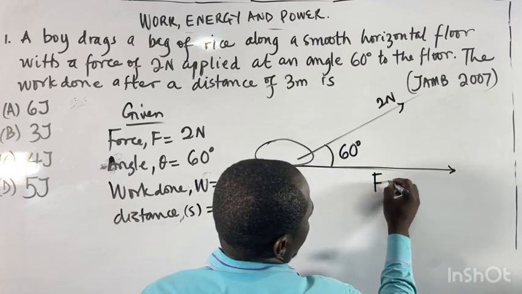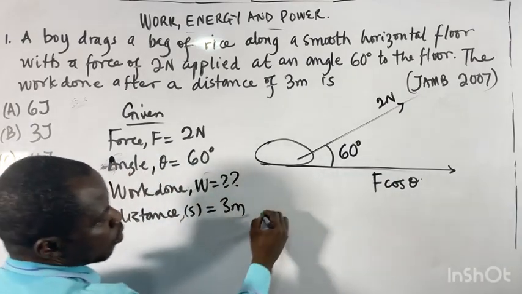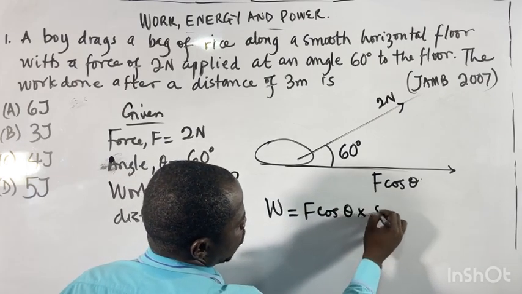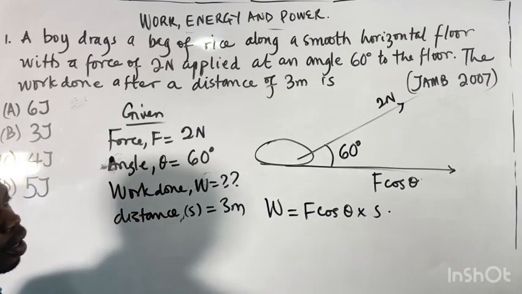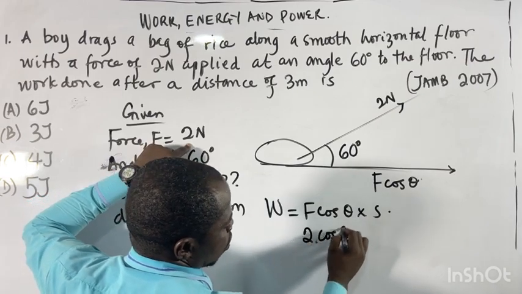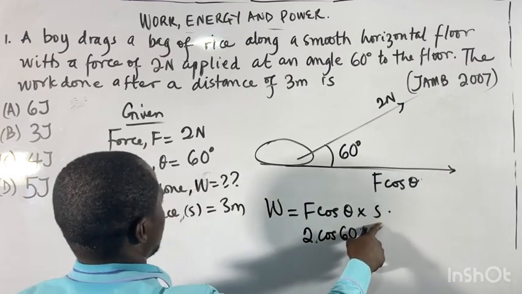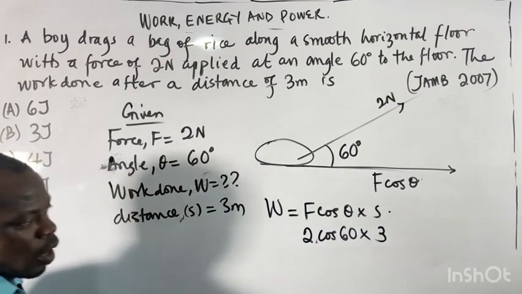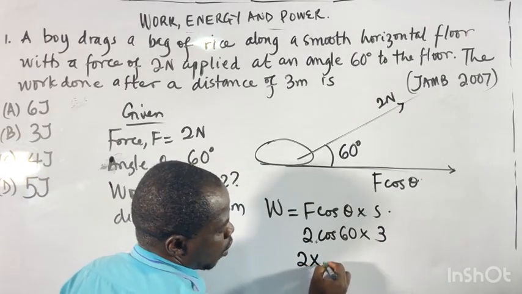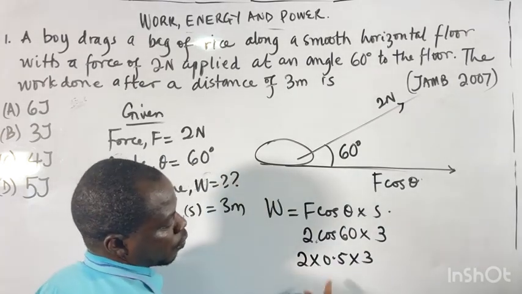And here it is going to be F cos theta. So from here, how do you calculate the work done? Work done is equal to F cos theta times x, and we are given all the parameters. What is F? That's 2, cos 60, times distance, which is equal to 3. And from here, you could see that cos 60 is equal to 0.5. So we have 2 times 0.5, then times 3. And 2 times 0.5 is 1, times 3.